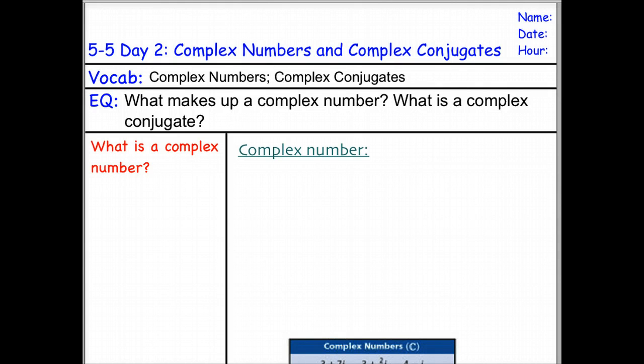Welcome to 5-5 Day 2, complex numbers and complex conjugates coming at you. So today we're looking at what makes up a complex number and what is a complex conjugate.